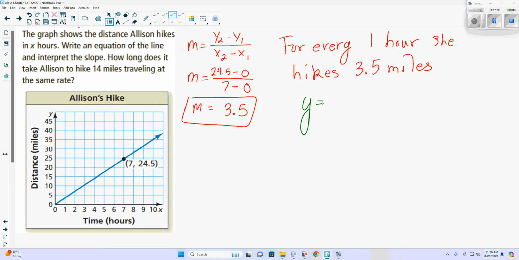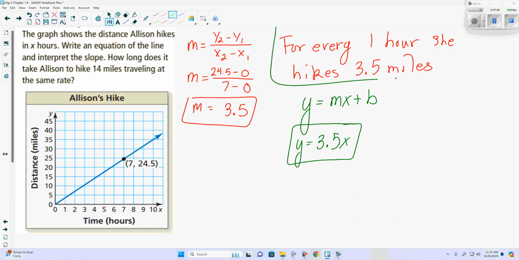Now, do we have the y-intercept? 0, 0, yes? So it did tell us the y-intercept, the y value, our b is going to be 0. So we need to put the slope in, so y equals 3.5x plus 0, which is just going to be 3.5x.